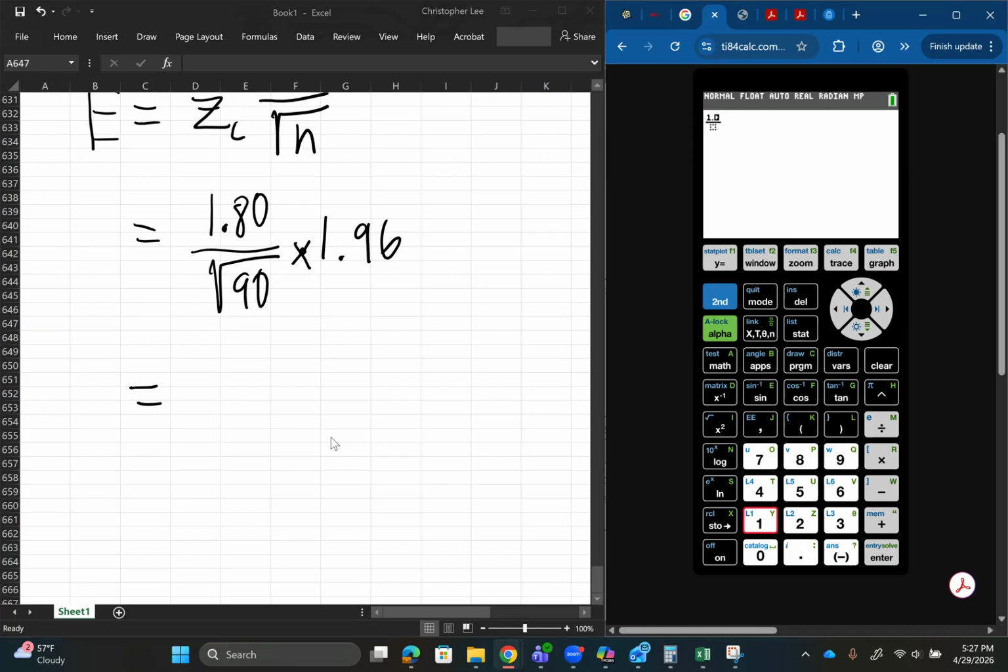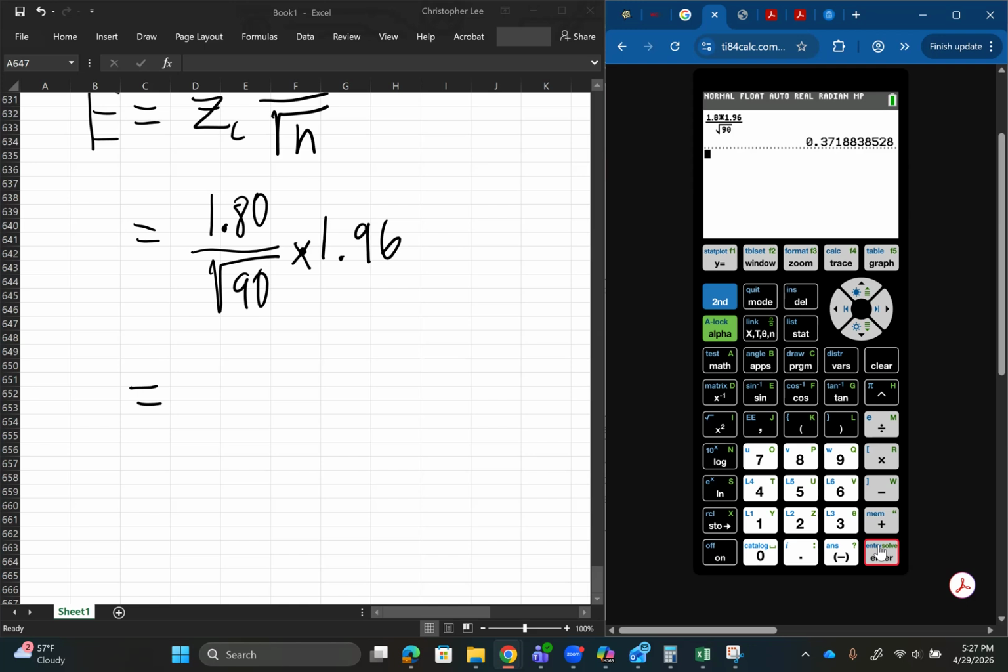So this is 1.8, then times 1.96, then go down, then you do second square root 90, and that's the answer, right? For your calculator now, right?